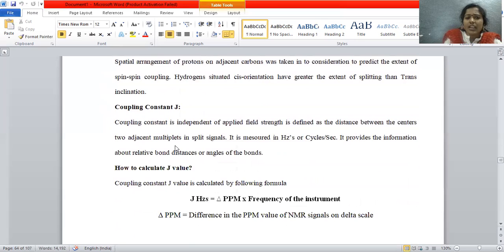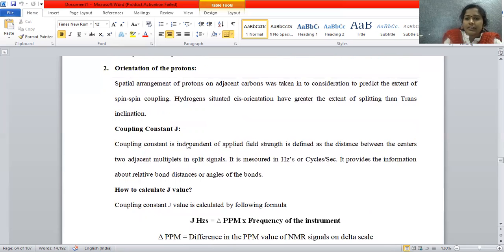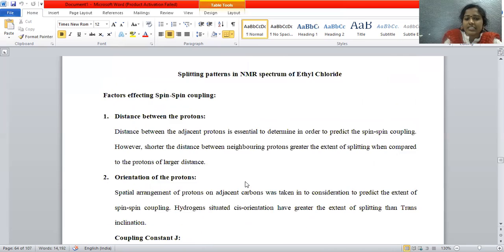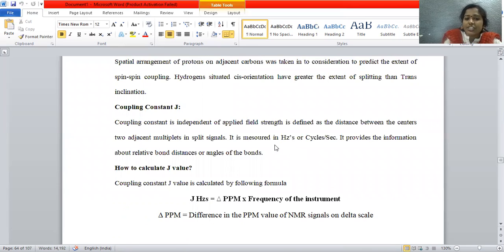And the next concept is the coupling constant J. It is another important parameter to get valuable information about the structure of organic compounds. Coupling constant J is defined as the distance between two adjacent peaks. When we take this quartet, the distance between consecutive peaks is considered as the coupling constant J. It is measured in either hertz or cycles per second. So these are the units used to express coupling constant values.